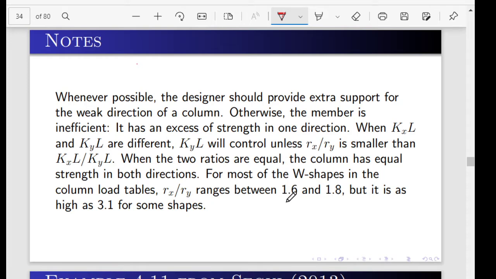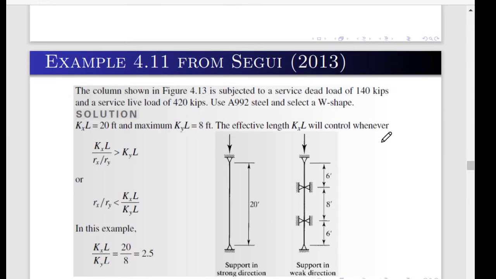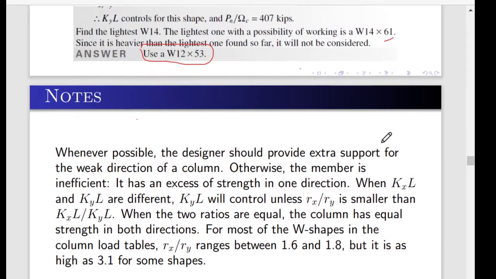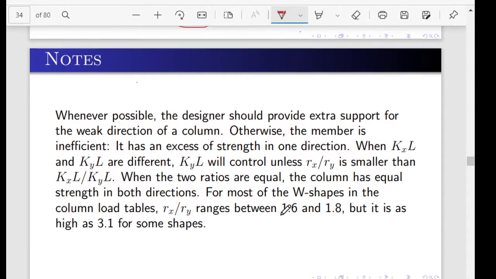But most of the time it is between this range of 1.6 and 1.8. So this is the note. Because this is the starting basis for us in the table. We have here another example that will help us better understand this note.